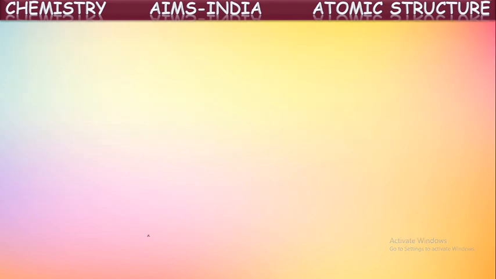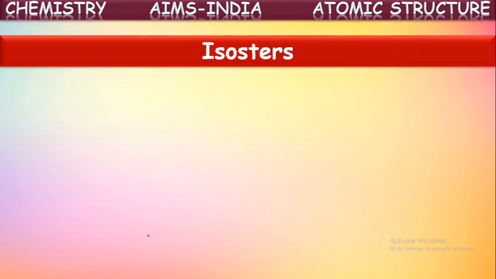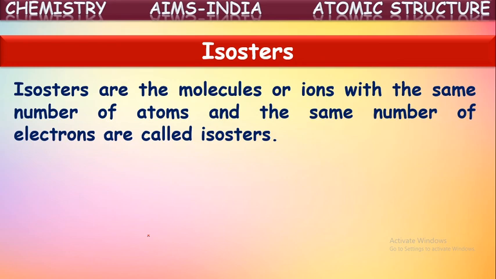Okay. Next one, isostars. Isostars are the molecules or ions with the same number of atoms and the same number of electrons. So the molecules or ions which are having the same number of electrons as well as the same number of atoms in them are called isostars.